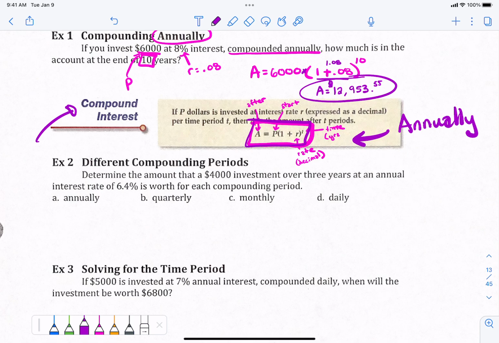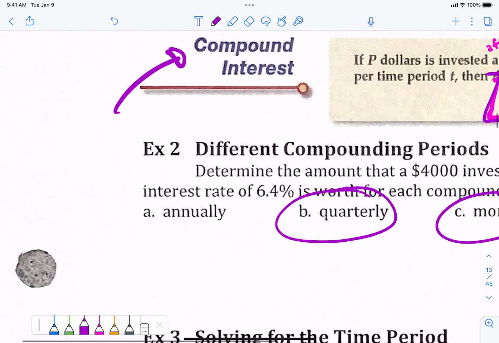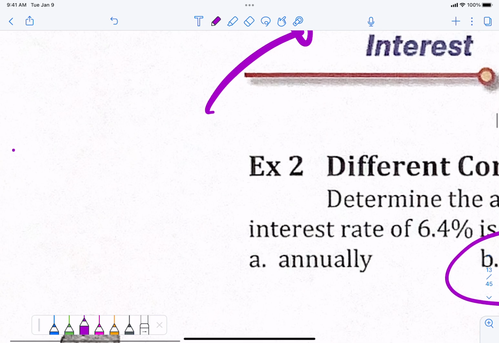A-N-N-U-A-L-L-Y, annually. That's the formula you want to use for annually. Compound interest when it is not compounded annually, when it's compounded quarterly or compounded monthly or compounded daily, and we'll talk about what those things mean, is a slightly different formula. Write this down, if it's not on your page already.